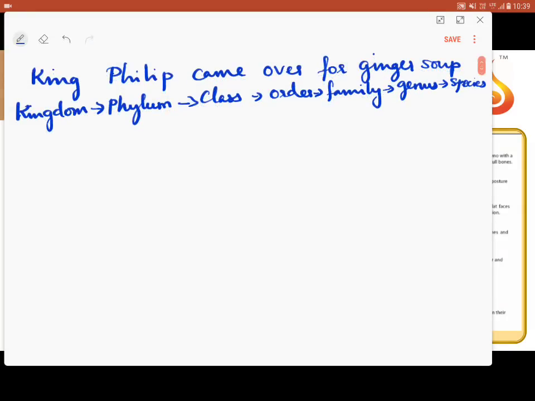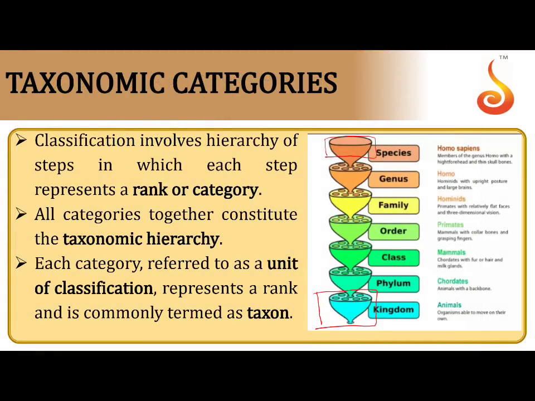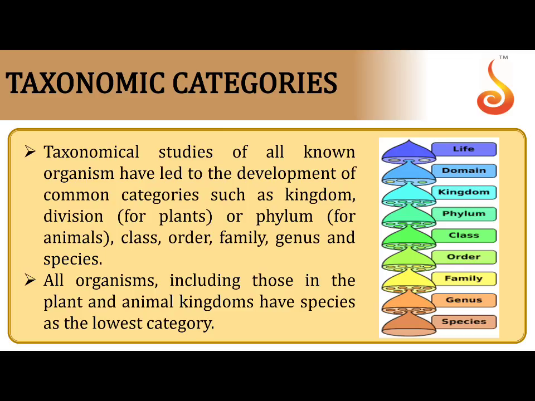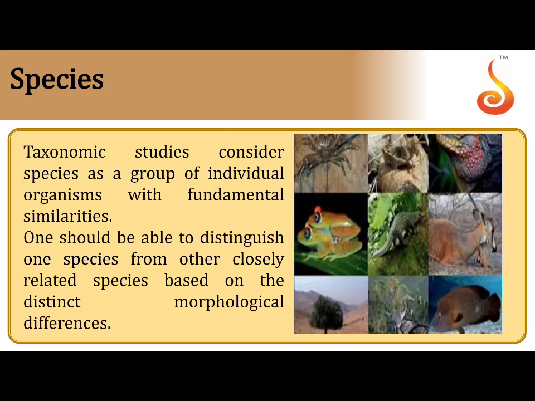So, kingdom is the largest taxon and the smallest taxon is species. Kingdom, phylum, class, order, family, genus, species. Phylum is a terminology that we use for animals. In plants, this is called division. Others are the same for both plants and animals. So, one by one we are going to understand these. The first one we are going to understand is species.